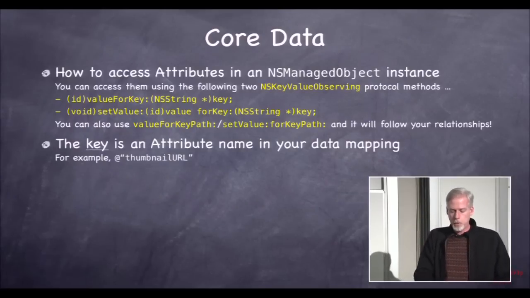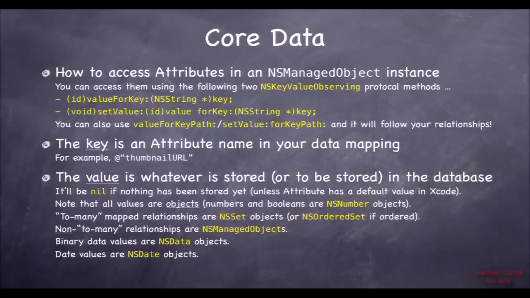Okay, so the key is an attribute name like thumbnailURL or title or whatever, and the value is whatever is stored in there. And just a reminder, too, a to-many relationship is going to give you back an NSSet. Okay, if you say valueForKey, like valueForKey photos in a photographer, it's going to give you back an NSSet. If it's a non-to-many relationship, like whoTook, it's going to give you an NSManagedObject star or some subclass thereof. Binary values will be NSData, same thing as I said on the slide, okay? So this is the object you're going to get back when you call valueForKey. And if you call setValueForKey, you have to give it the appropriate type of object as well.